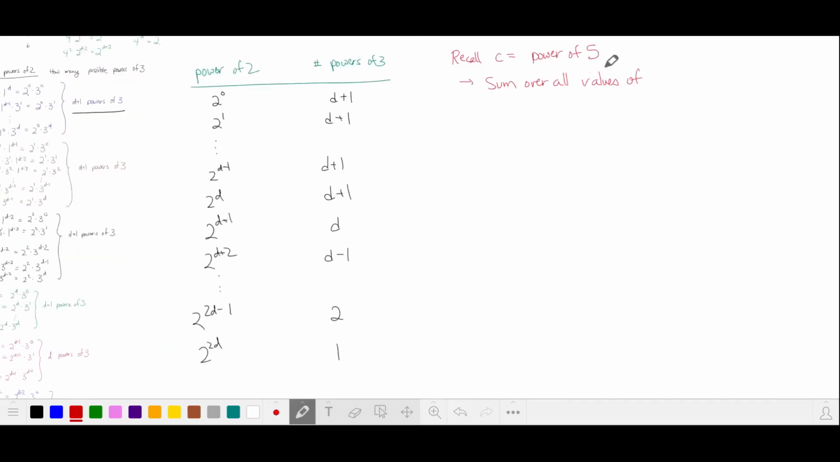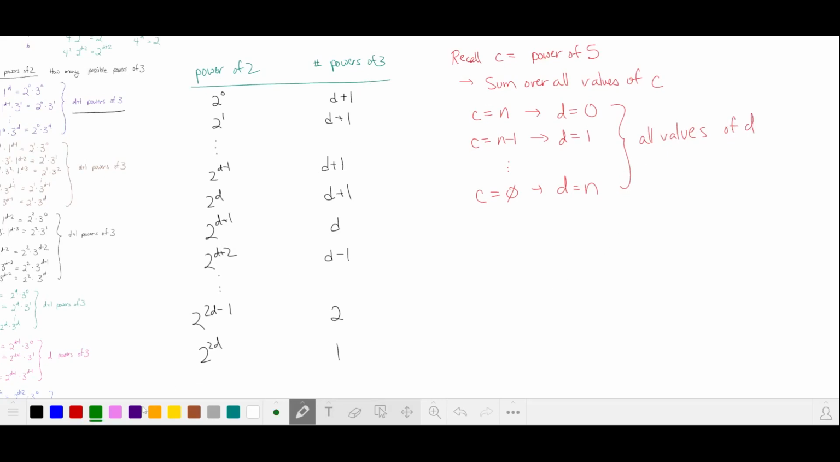Recall that c was the power of 5 in the prime factorization of our product. We're going to sum over all possible values of c. So when c was equal to n, we found that we had no remaining dice that were not a 5, so d was equal to 0. When c is equal to n minus 1, d is equal to 1, and so on, with no 5s, and the remaining n dice are not 5s. This is the same as summing over all possible values of d from 0 to n.